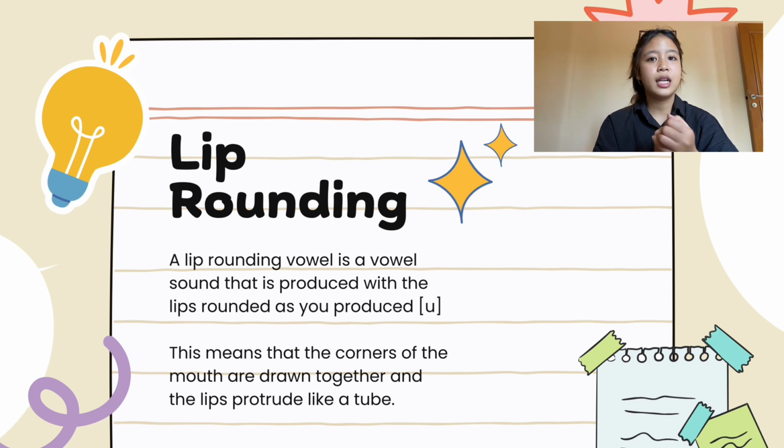the next one is lip rounding. Lip rounding vowels are vowel sounds that are produced with the lips rounded as you produce them. Ooh, like "boot." And this means that the corners of the mouth are drawn together and the lips protrude like a tube. Boot, could, something like that.